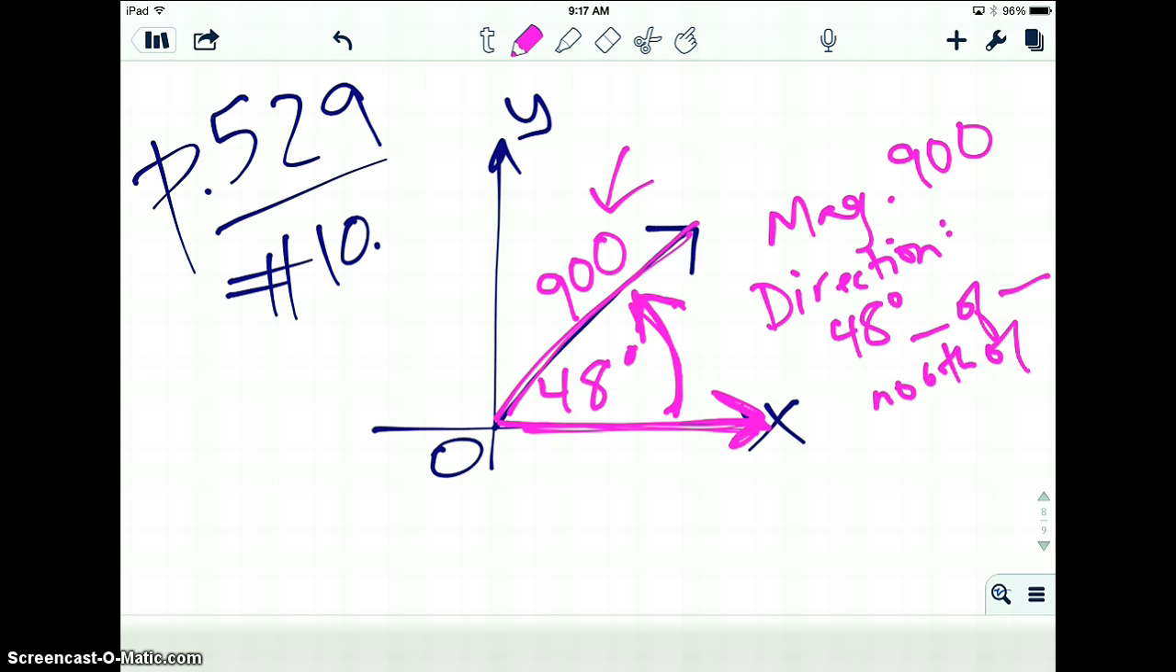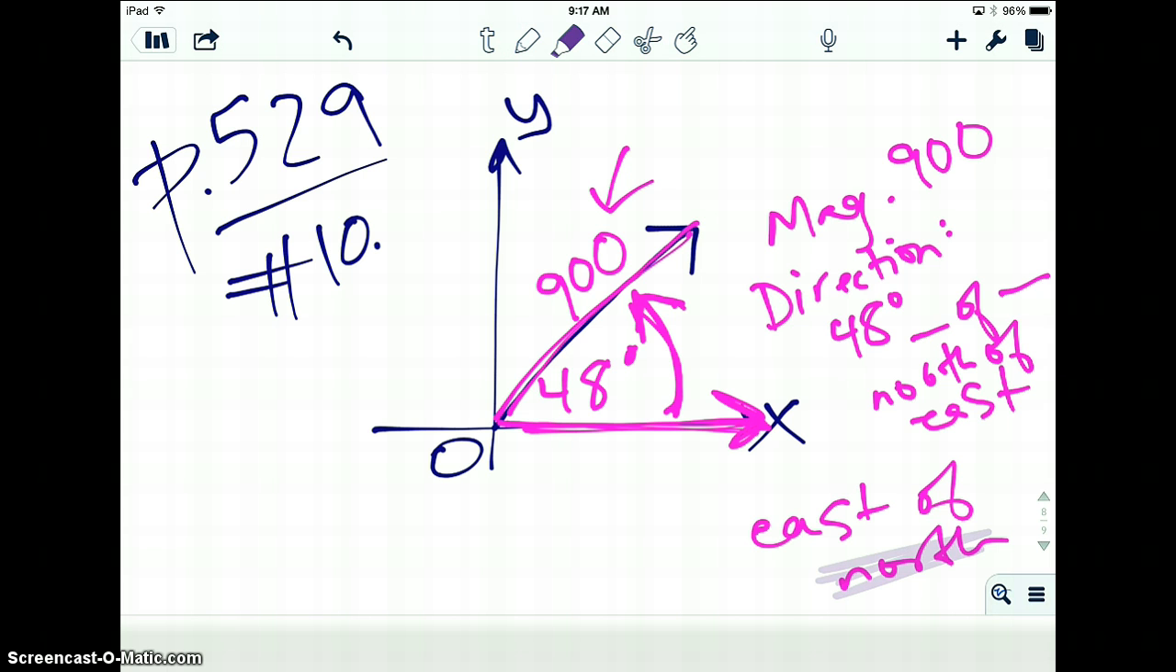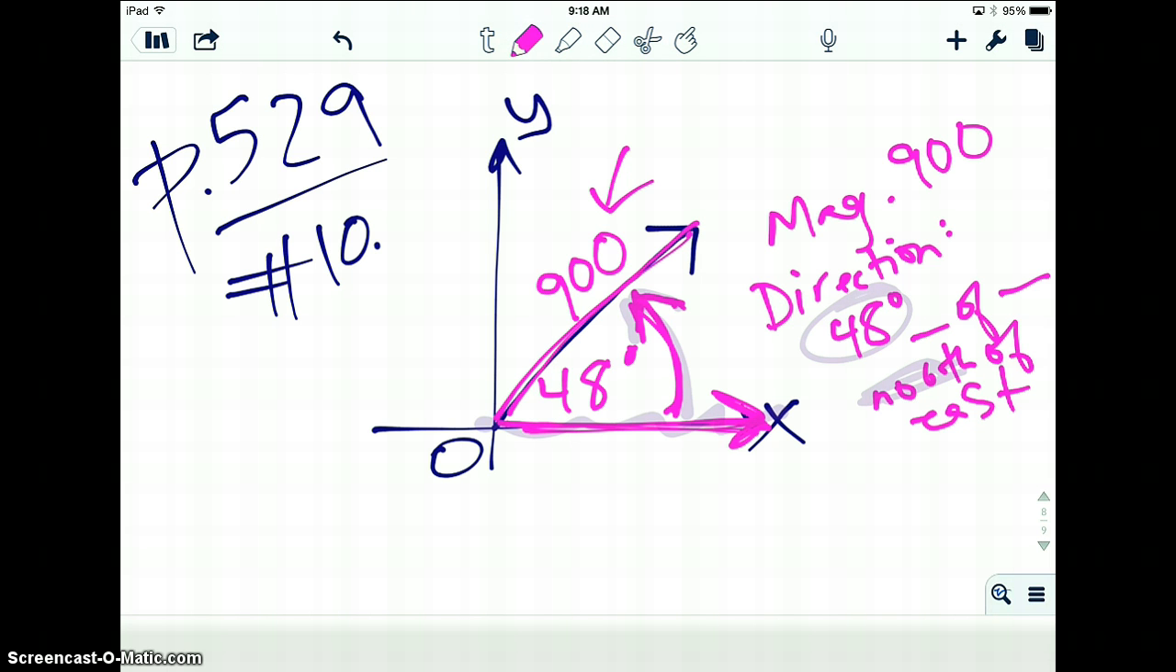North of east. Because if I switch that around and say it's east of north, well, that means I'm starting at north and it's headed east, which means it's going this way, which is not. It is north of east. So I start at the east and I go north of it, 48 degrees. If you're not understanding that part, just hold your horses. I'll do some more.